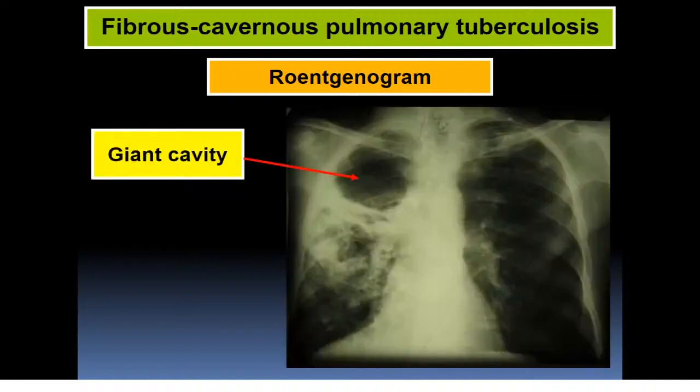On this X-ray, we can see giant cavity in the upper lobe of the right lung, surrounded by fibrosis, white color. This is fibrosis around cavina, and focal shadows in the middle and lower lobe of the right lung fused together. And this is bronchogenous and lymphobronchogenous dissemination. Displaces mediastinum to the right side also.